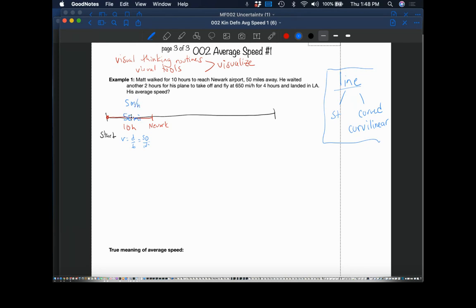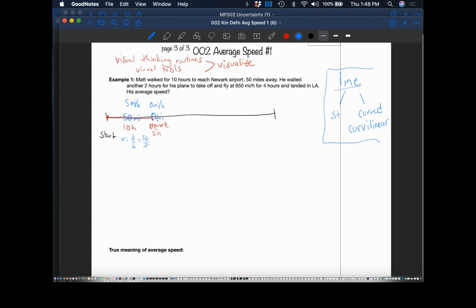That's great. Well, the next thing we see is that he waited at the Newark Airport for 2 hours. He had 2 hours to spare, and he waited there for those 2 hours. So that means that the distance he covered was 0. So in 2 hours, we have 0 miles. And if you travel 0 miles in 2 hours, well, your speed is also 0 miles per hour. So we have 0 miles per hour.